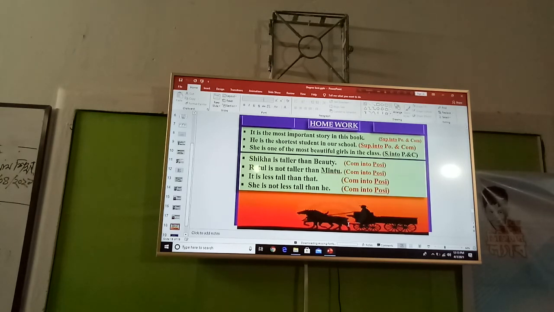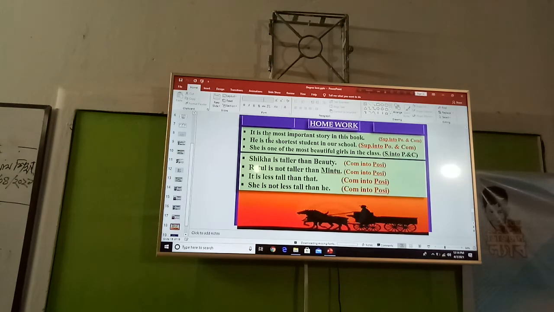It is the most important story in this book. This sentence is in the superlative form. You have to change it into comparative and positive sentences. The next question: He is the shortest student in our school. This sentence is also in the superlative form. You have to change it into comparative and positive sentences. The next question: She is one of the most beautiful girls in the school, in the class. This sentence is also in the superlative form. You have to change it into positive and comparative.